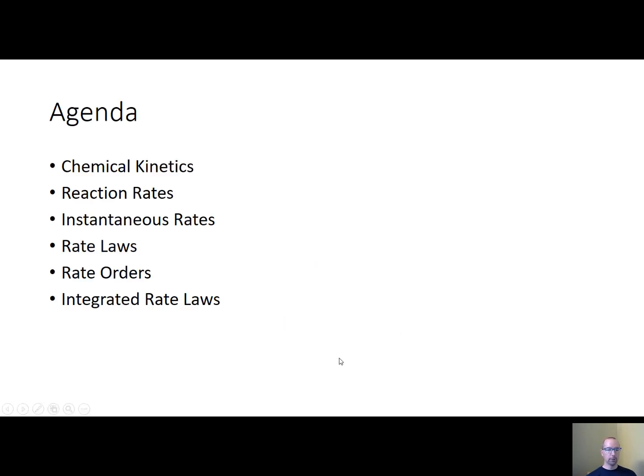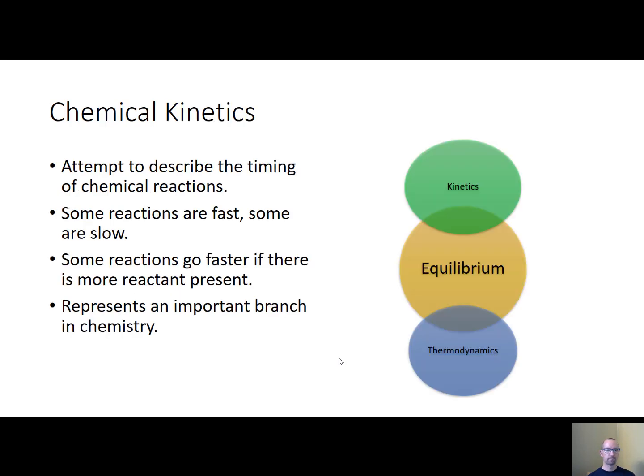So we're going to be going over chemical kinetics, reaction rates, instantaneous rates, rate laws, rate orders, and integrated rate laws, and the half-lives that go with those. So very exciting stuff. Because we're not doing this as a class, it's probably going to go a little bit faster. This is not going to be a 40-minute presentation, but at any rate, your book is a very valuable resource in this, and I strongly encourage you to go through it and take a look at it.